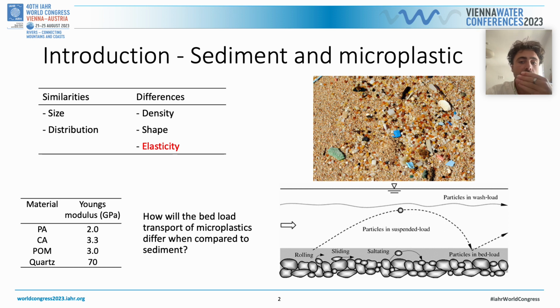It would be expected that particles with different elastic properties, like sediments and microplastics, have different bed load transport characteristics in terms of rolling, sliding, saltation, and this is due to different impact kinematics. So it's maybe expected that when a particle hits the bed at a given velocity, a portion of that energy is lost due to restitution, and therefore different trajectories may be expected for particles with different levels of elasticity. Therefore, we wanted to answer the question, how will the bed load transport of microplastics differ when compared to sediments? Are they transported in a similar way?